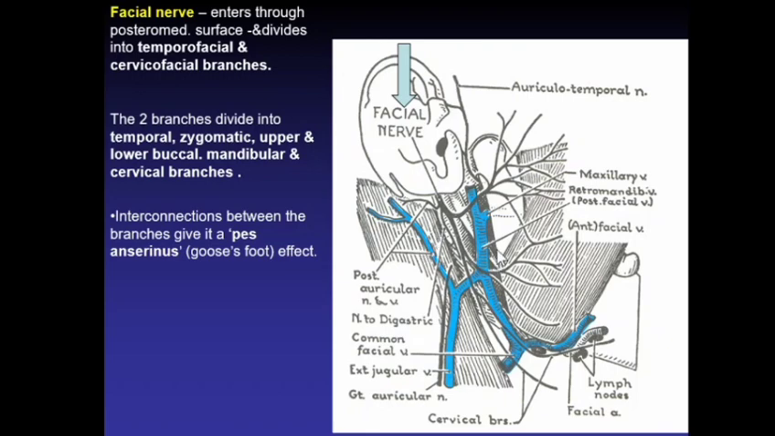First of all we will see the facial nerve. In the diagram you can see the facial nerve enters through the posteromedial surface and divides into temporofacial and cervicofacial branches. The two branches divide into temporal, zygomatic, upper and lower buccal, mandibular and cervical branches. Interconnections between the branches give it a pes anserinus effect, that is the goose foot.